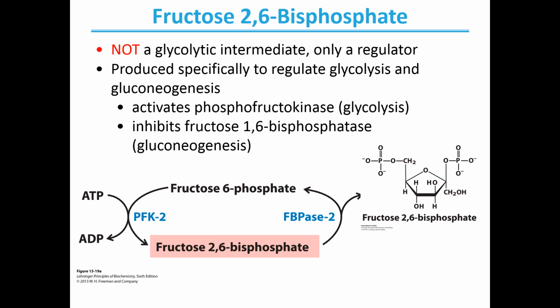So now let's look at the activity of that fructose 2,6 bisphosphate. Now, fructose 2,6 bisphosphate is not part of glycolysis. It is simply a regulator. It is produced only to have an effect on the phosphofructokinase and the fructose 1,6 bisphosphatase. Okay? So just in general, the presence of the 2,6 bisphosphate is going to activate glycolysis, where the presence of the 2,6 bisphosphate is going to inhibit.